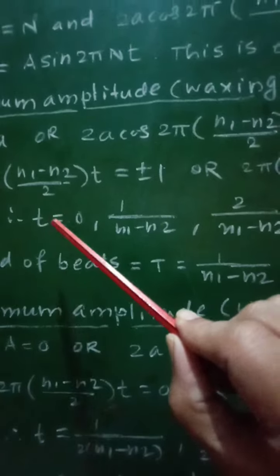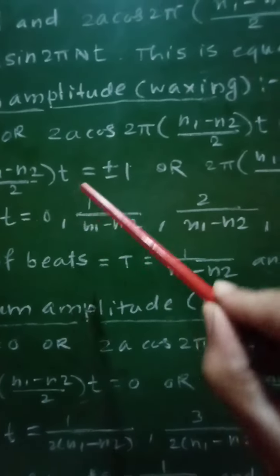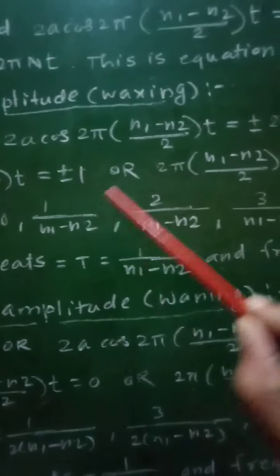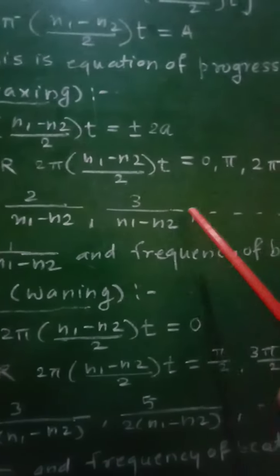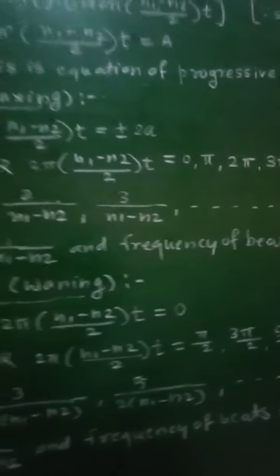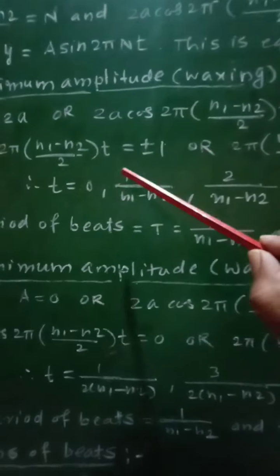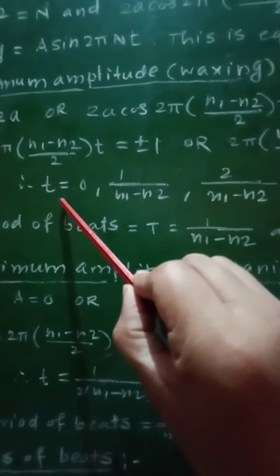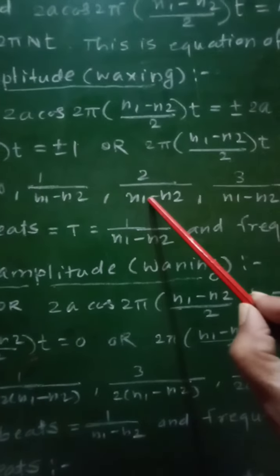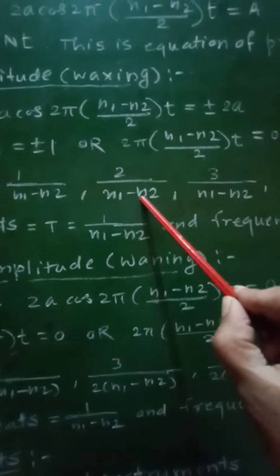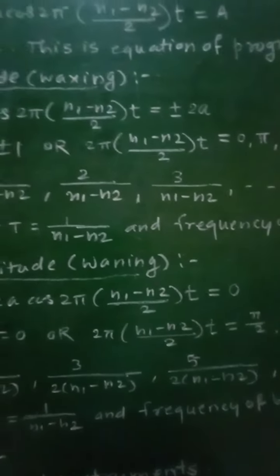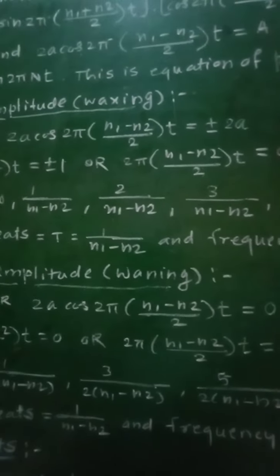So in this way the time intervals at which the intensity of sound will be maximum are t equal to 0, 1 upon n1 minus n2, 2 upon n1 minus n2, 3 upon n1 minus n2 and so on. That means for these time intervals, there will be formation of the waxing.